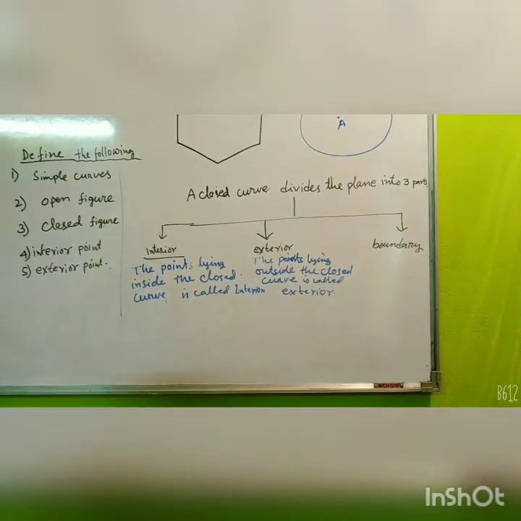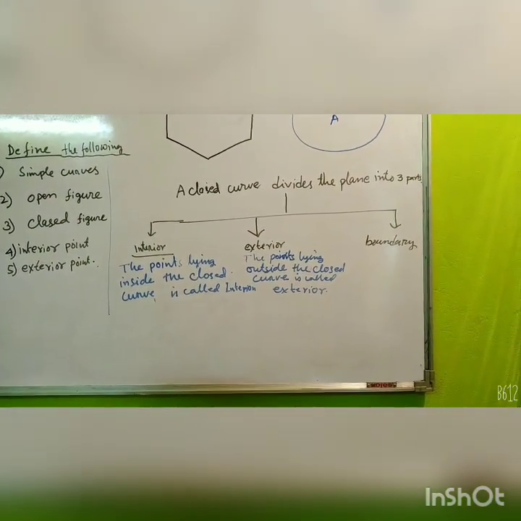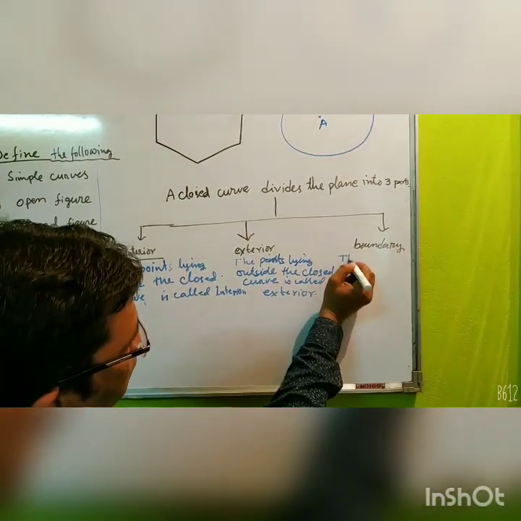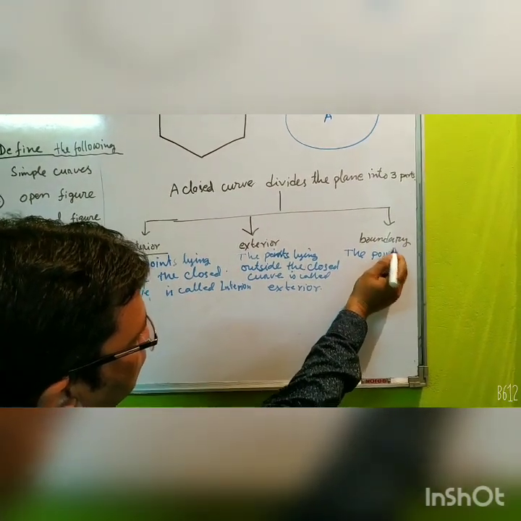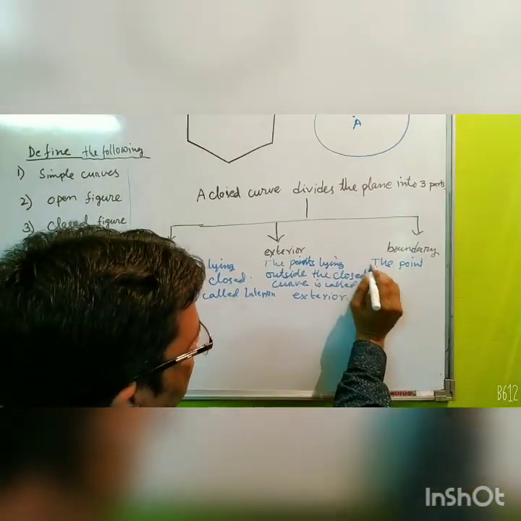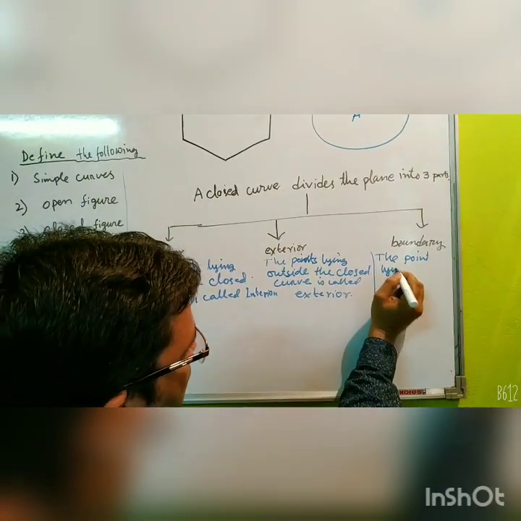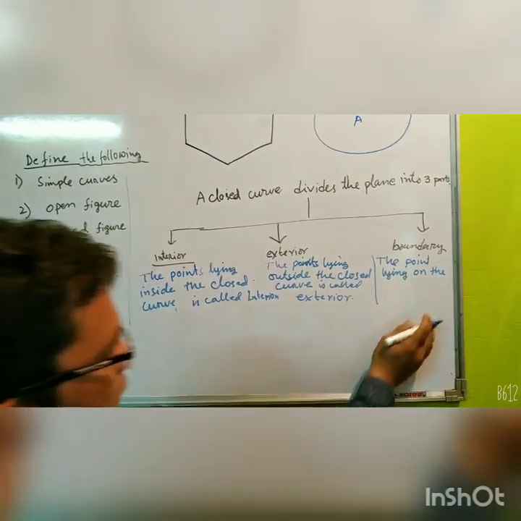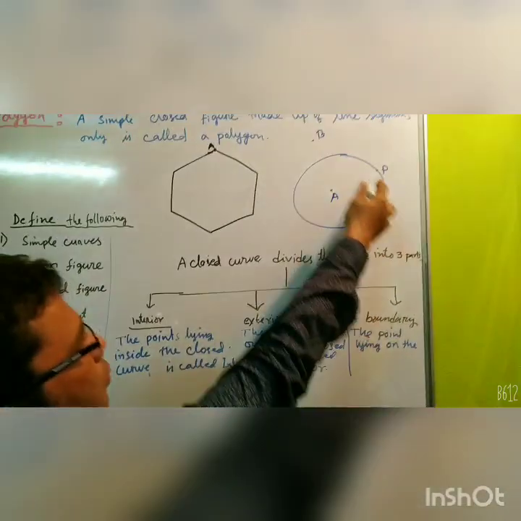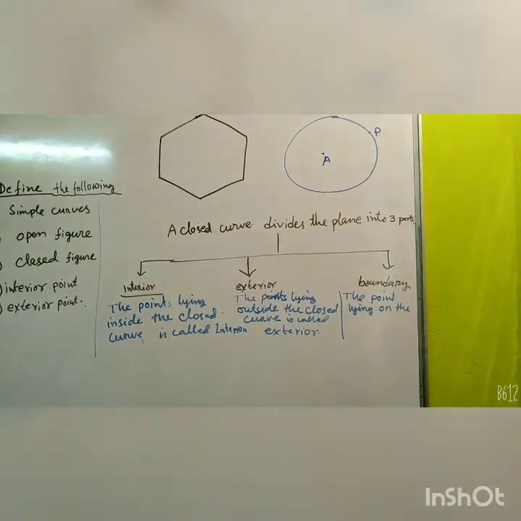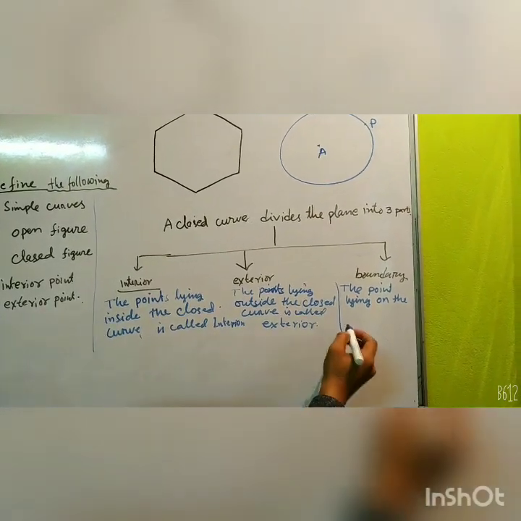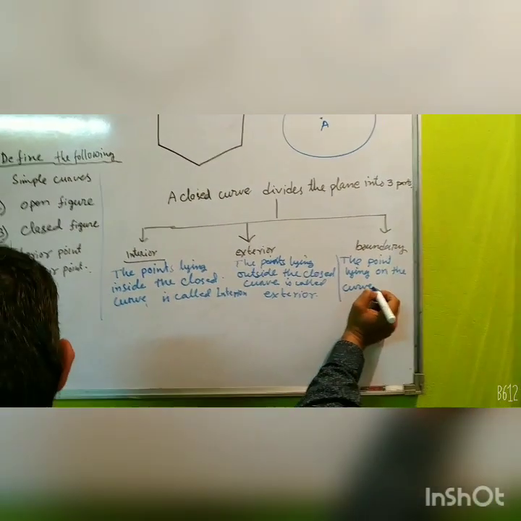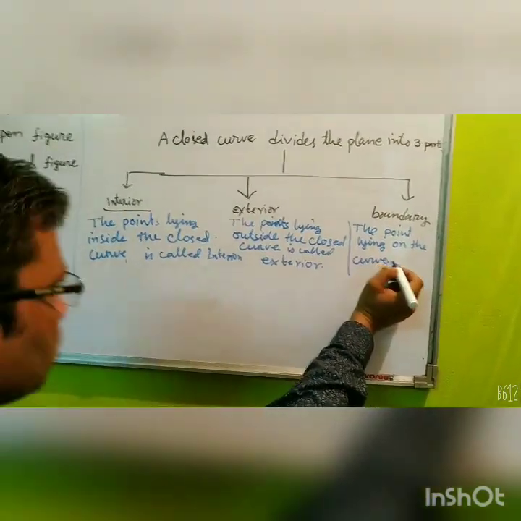And the points lying on the curve constitute the boundary. This is the point lying on the boundary. The points lying on the curve constitute its boundary.